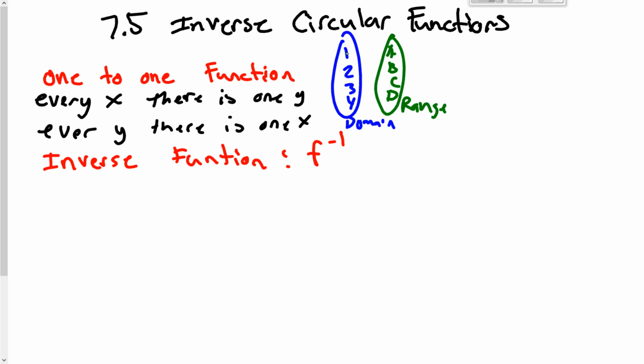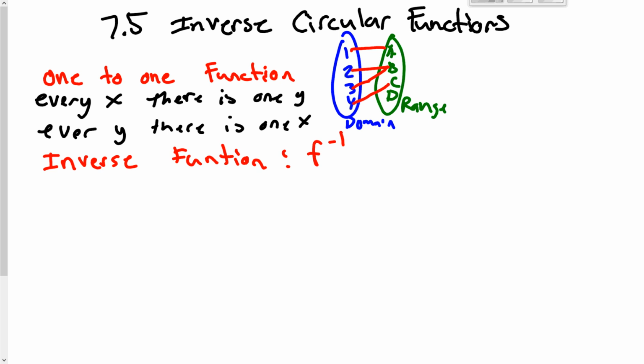So everything has to go somewhere, and then it has to go only to one spot. So here this 2 went to B and this 3 went to B, and say D goes to C. So this would be a function because every single one of my domain goes only to one spot.